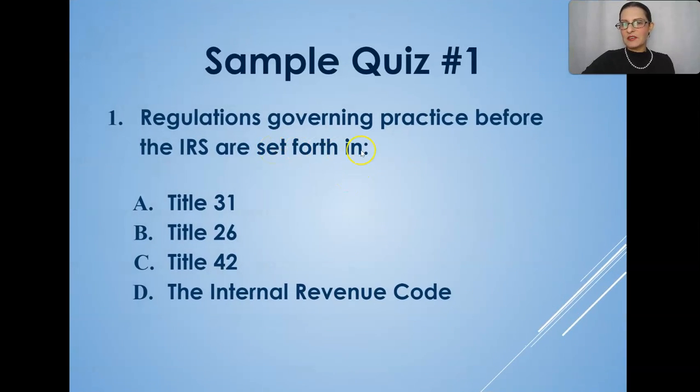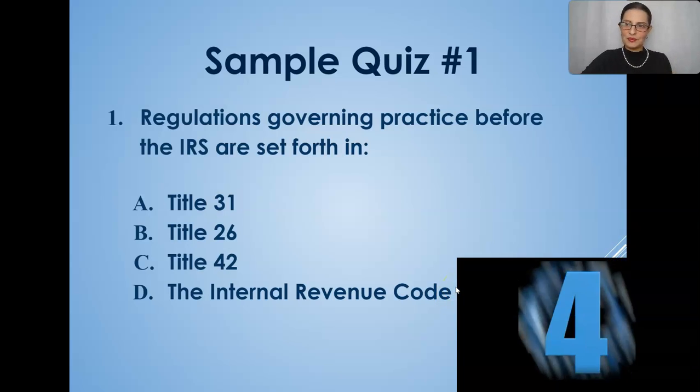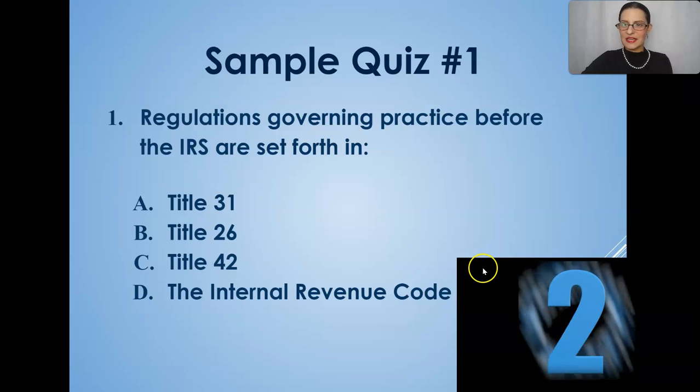The regulations governing practice before the IRS are set forth in A, Title 31, B, Title 26, C, Title 42, or D, the Internal Revenue Code. Choose the best answer, and I'm going to give you a few seconds to kind of decide.